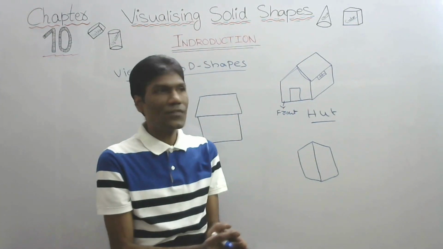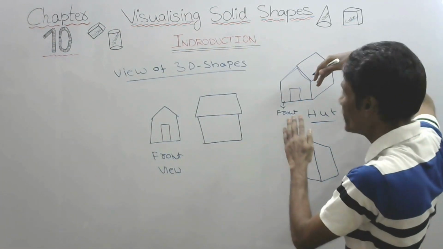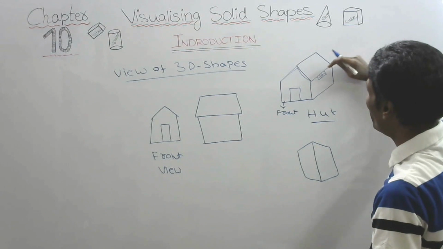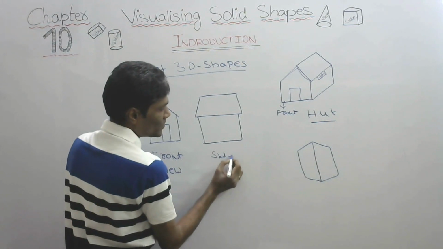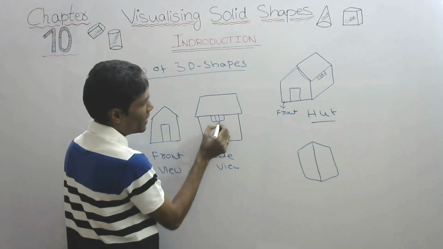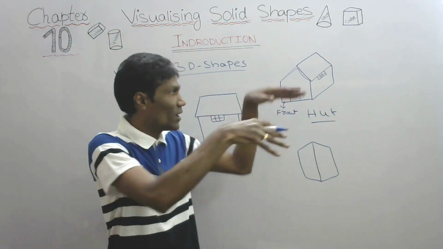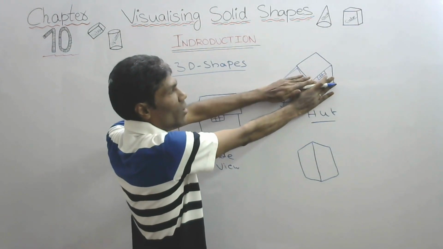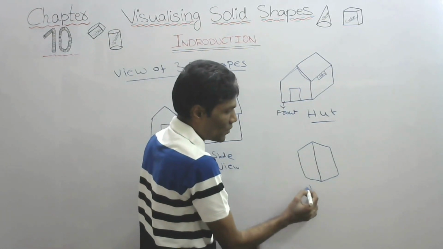If we see the same figure from the side, from this place here, then we are able to see only this part. This will be the side view, and we'll have some windows like this in the side view. If we see from the top, how will it look? We cannot see all these things. We can see only this part. This will be something like this, the top view.